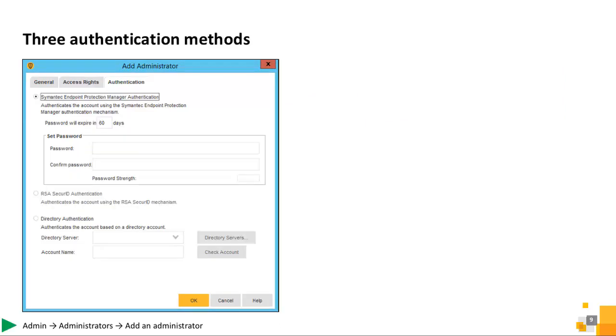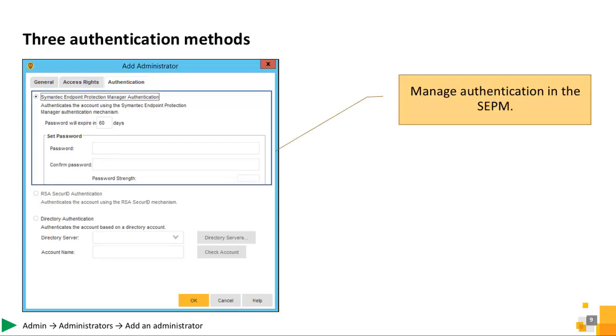On the Authentication tab, you can set the following types of authentication. With Semantic Endpoint Protection Manager Authentication, you manage authentication in the SEPM. The password is specific to the Semantic Endpoint Protection product and is completely separate from user accounts controlled by the operating system or LDAP security methods. You can also set the password expiration date here. More information on SEPM authentication is covered in the Managing Administrator Accounts topic.